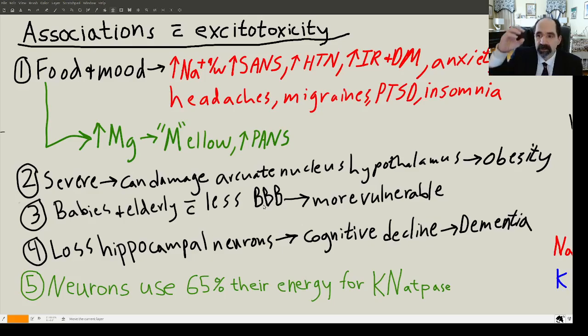Also, there are circumventricular organs around the third ventricle of the brain that lack a blood-brain barrier because they're chemoreceptors. And excitotoxins can get into that area a little bit. When you get a loss of hippocampal neurons, gradually continuing over decades, you get a progressive cognitive decline and dementia.